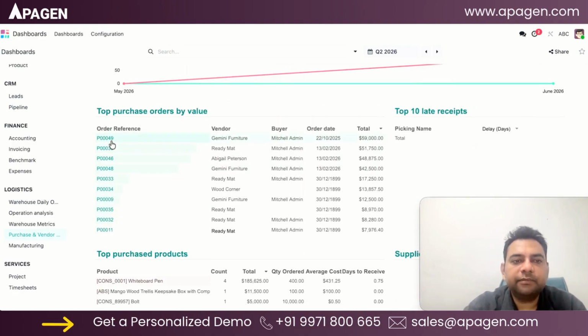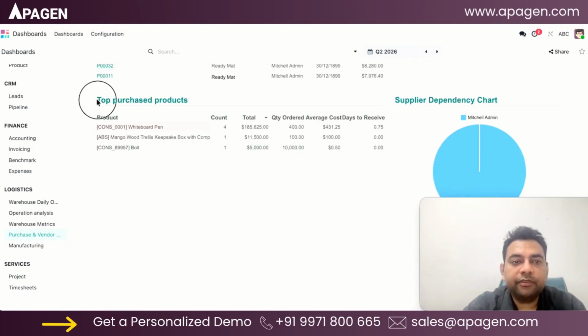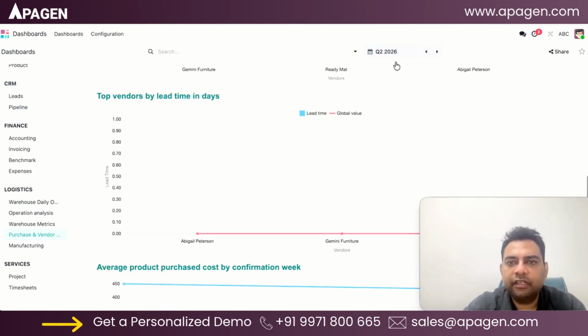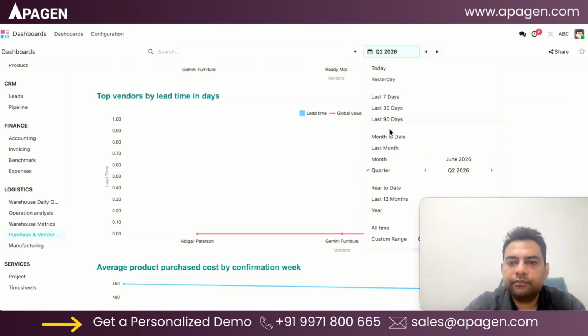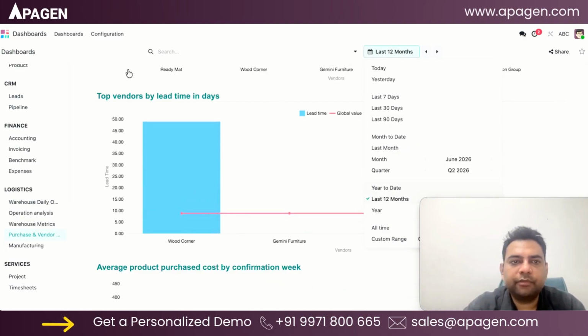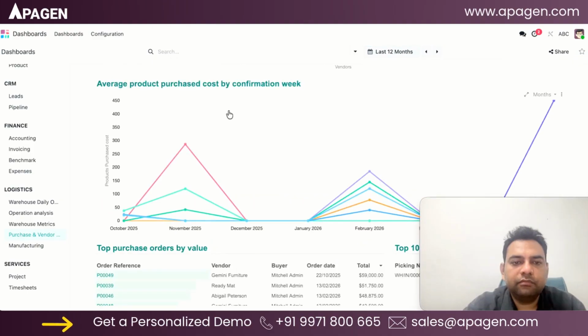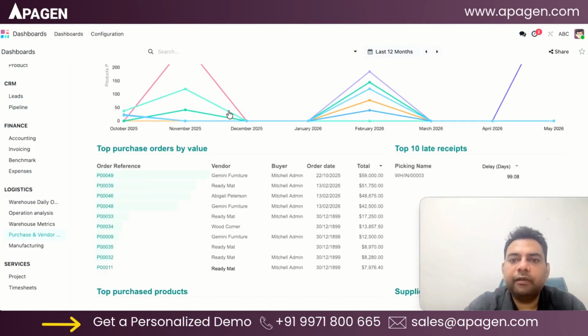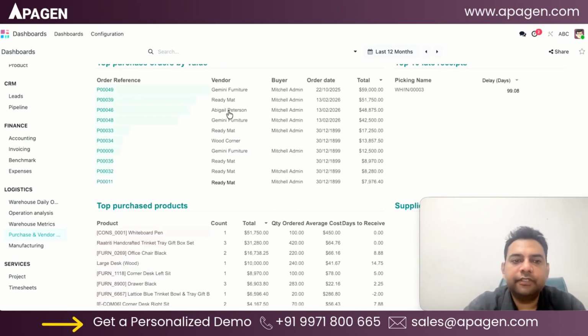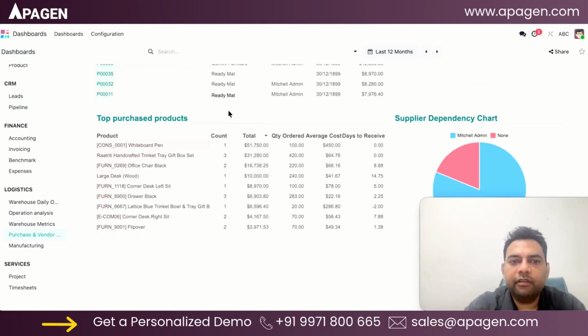If I look at the specific purchase orders, then for specific POs I have these details available. With respect to late receipts, I hardly see any. The items which are purchased, what are the items, what is their count specifically, and what is the dependency chart. If I look at the last 12 months value, I'm able to see more refined numbers over a period of time. So this gives me a better idea of my annual purchasing system.